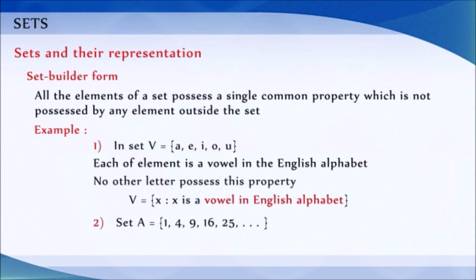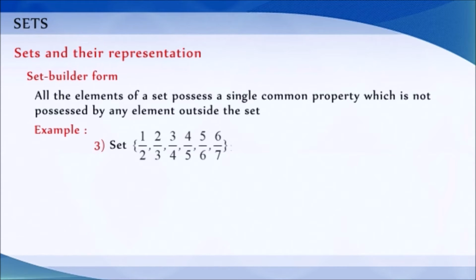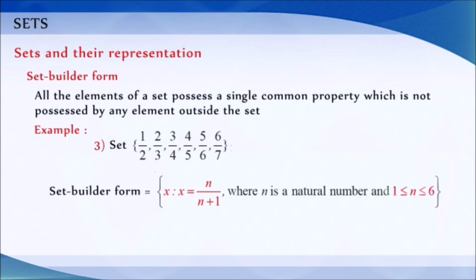Similarly, the set A = {1, 4, 9, 16, 25, ...} can be written in set builder form as A = {x : x is the square of a natural number}. Similarly, the set {1/2, 2/3, 3/4, 4/5, 5/6, 6/7} can be written in set builder form as {x : x = n/(n+1), where n is a natural number and n lies between 1 and 6}.